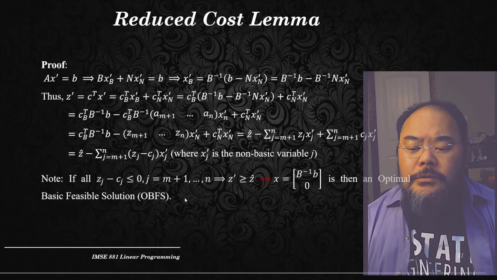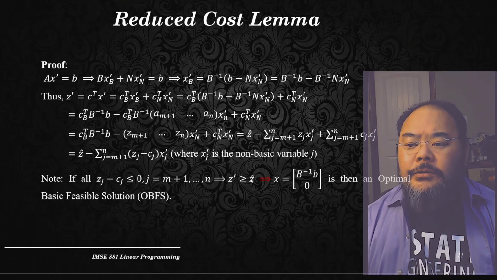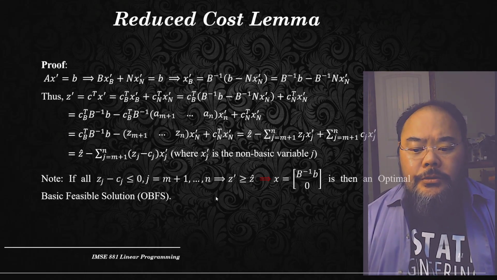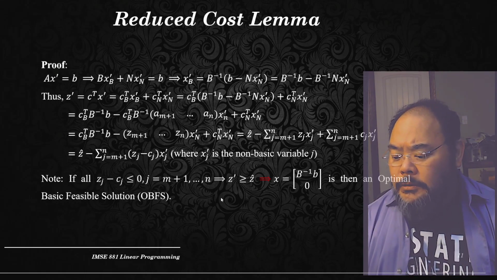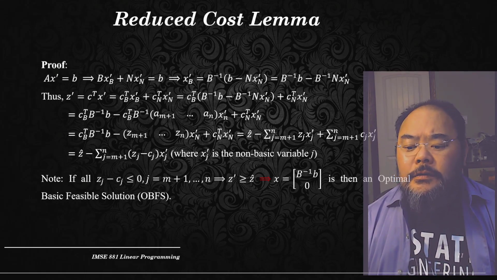So that concludes the proof of the so-called famous reduced cost lemma, how we choose the entering variable in the simplex method. I'm going to finish this video. We continue the rest of the slides in another video.